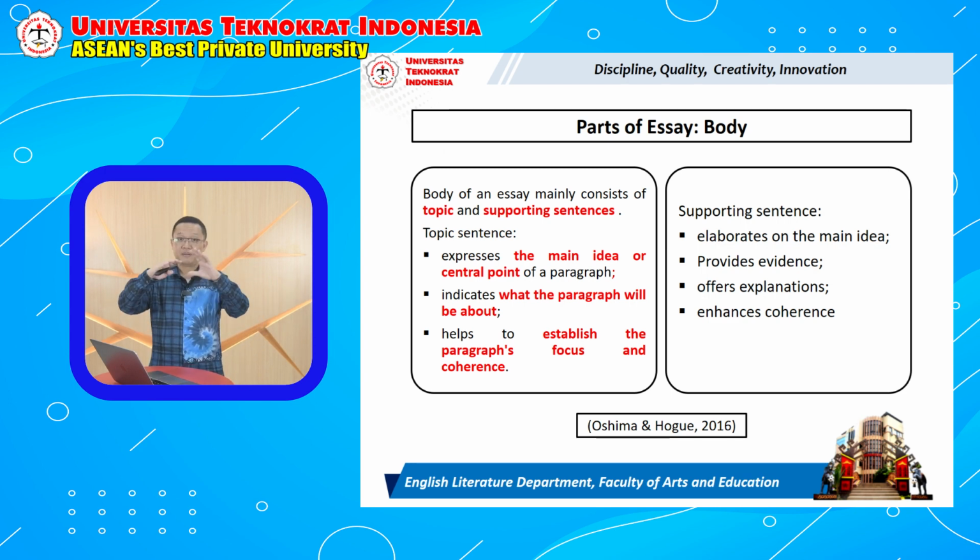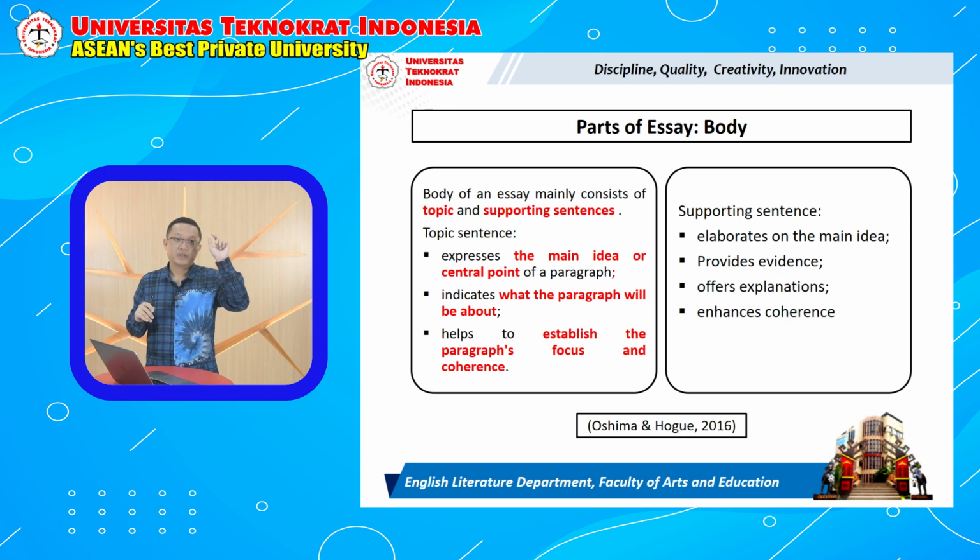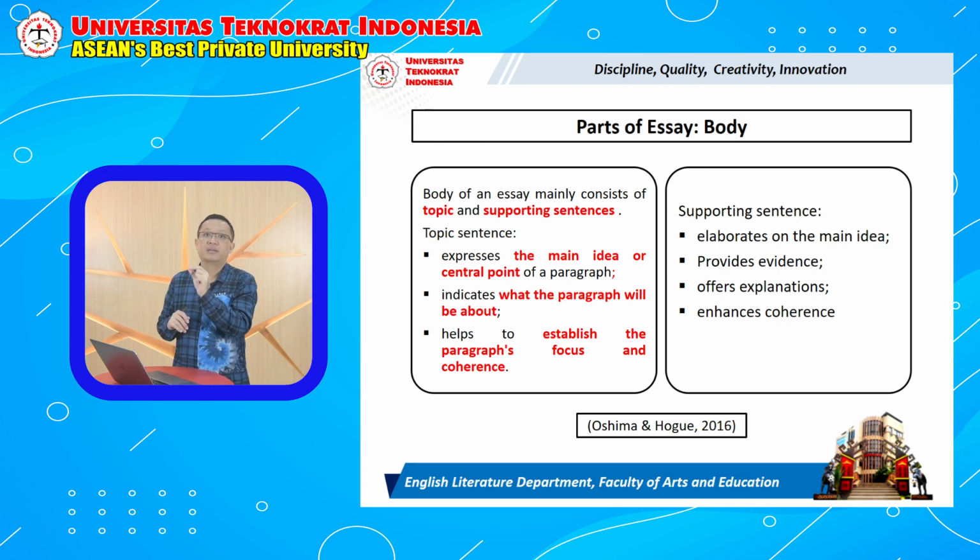Remember, students, in the body of the essay, you have several paragraphs, like 3 paragraphs or more. And in each paragraph, you must have a topic sentence, yeah? Only one topic sentence and several supporting sentences. Now we are talking about supporting sentences. What is the function of a supporting sentence? So, a supporting sentence basically elaborates on the main idea. So your main idea, the topic sentence, has to be elaborated further, yeah?